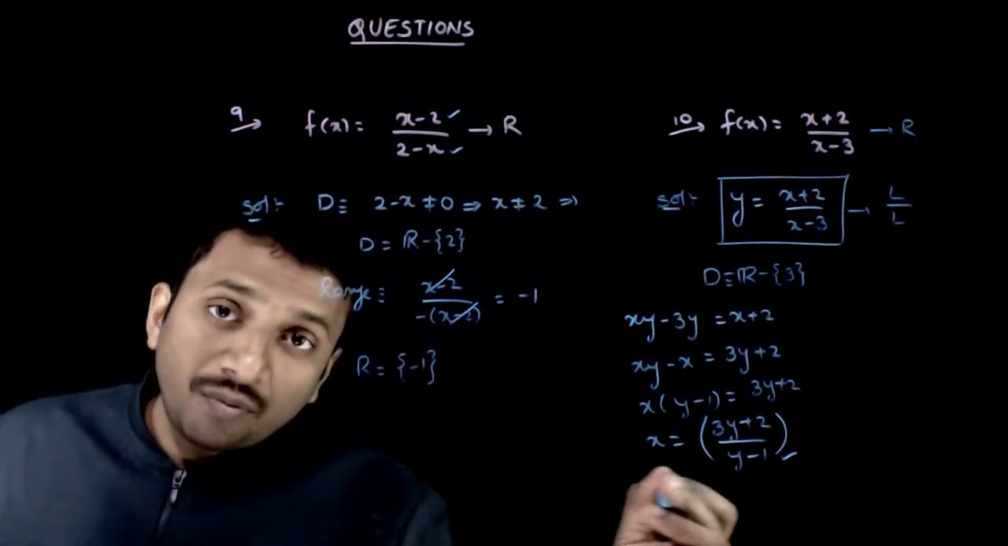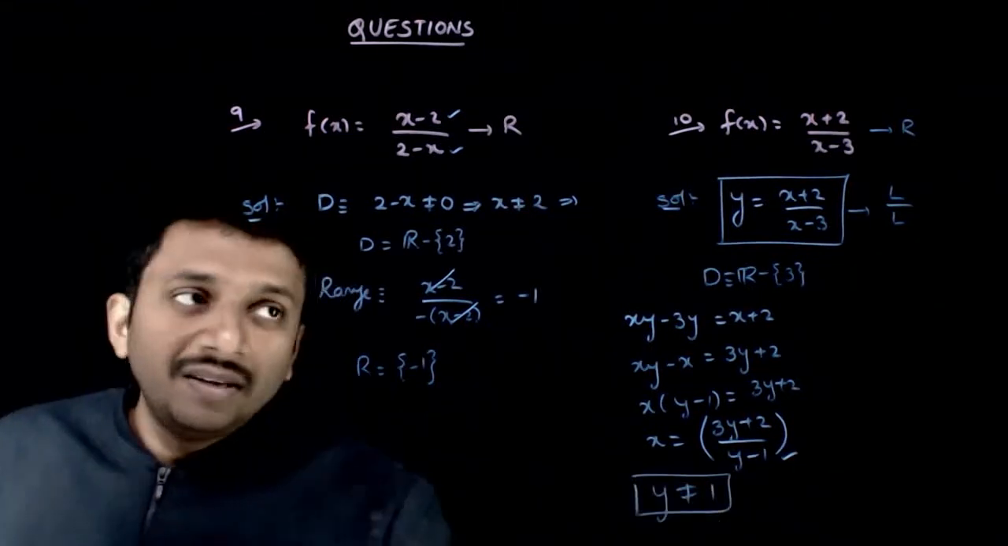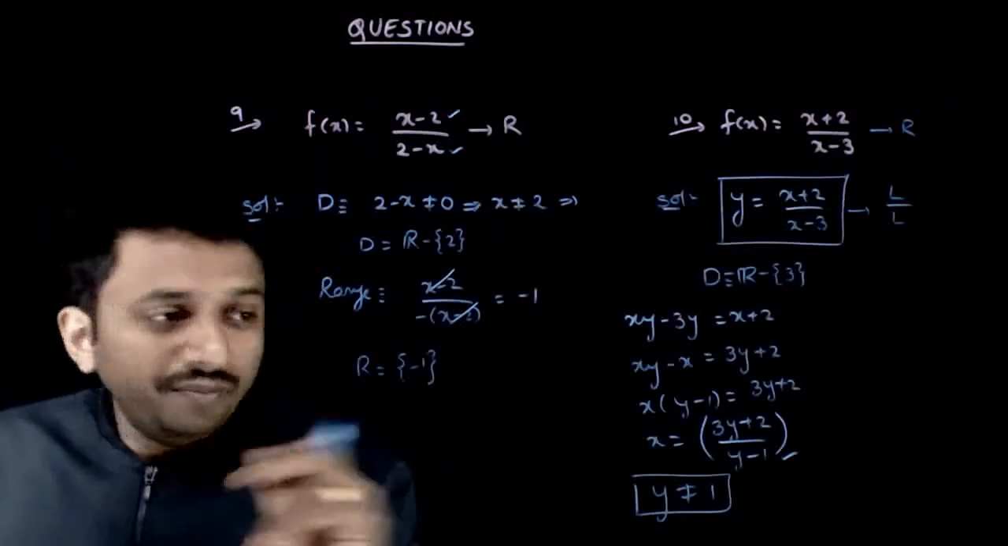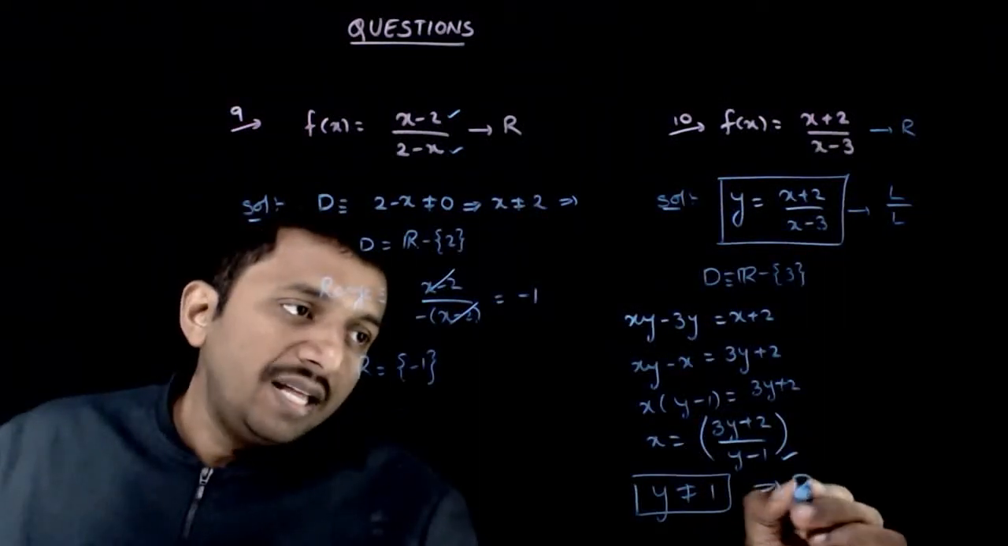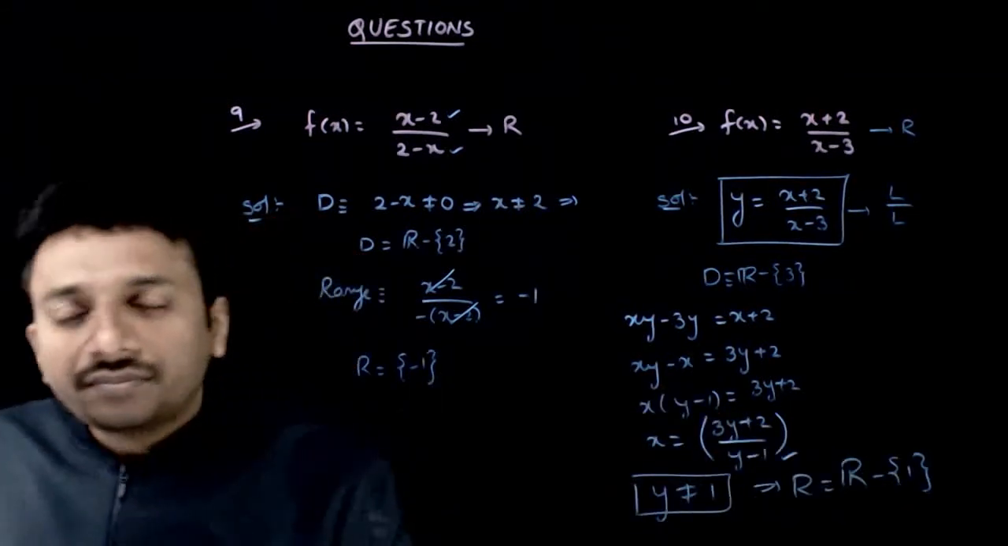So what are the values of y which are possible? y cannot be equal to 1. That means the value of this expression cannot be equal to 1. Hence the range of this function is all real numbers except 1.